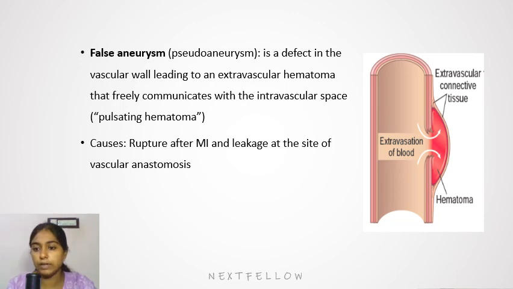So a false aneurysm, that is a pseudoaneurysm, is a defect in the vascular wall leading to an extravascular hematoma that freely communicates with the intravascular spaces. It is also called a pulsating hematoma. The main causes are rupture after MI and leakage at the site of vascular anastomosis.